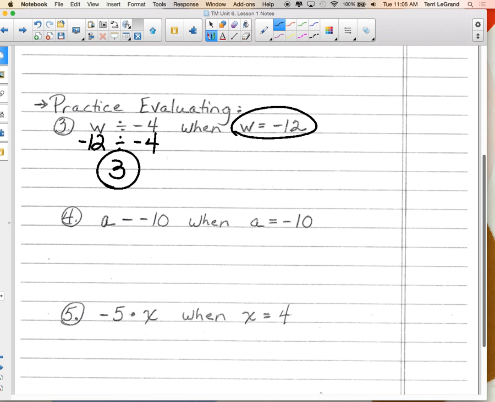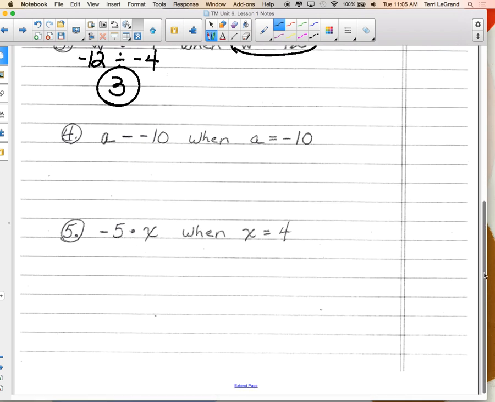Okay, look at number 4. A minus a negative 10 when A is a negative 10. Oh my goodness, do you think they could have a few more negative signs and subtraction? And what should we do first, before we even substitute? Add the opposite. Instead of subtracting negative 10, we're going to add its opposite, which is positive 10. No substituting in this step, just renaming. And now we will put negative 10 in for A because that's what they want it to be.